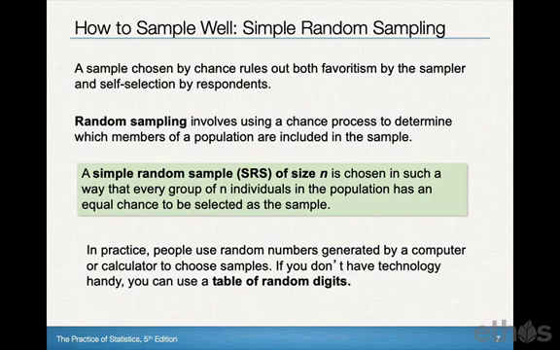It's so common. So let's read this definition and see if you catch something in here that a lot of people don't. A simple random sample of size n is chosen in such a way that every group of n individuals in the population has an equal chance to be selected as the sample. Okay, so what this does not say, it does not say every individual in the population has an equal chance of being selected. It says every group of n individuals.